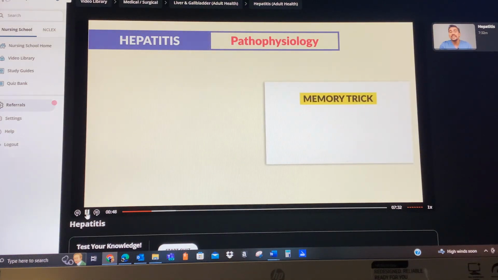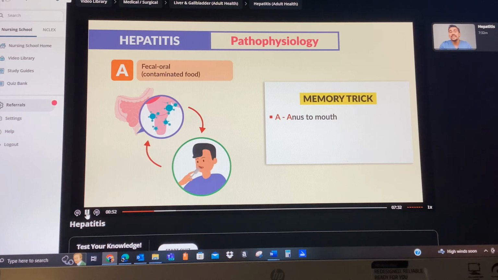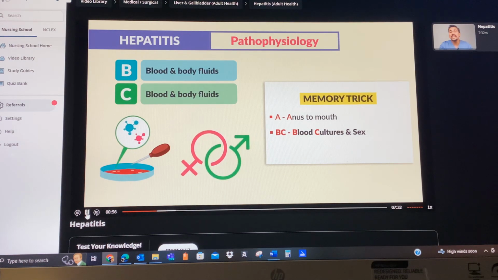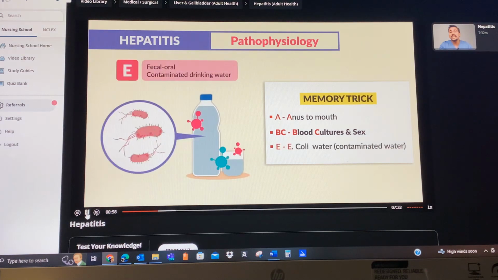So the memory tricks to know for exams is A, think anus to mouth. For hepatitis B and C, just think blood cultures as well as sex. And E, just think E. coli is in the water from drinking contaminated water.